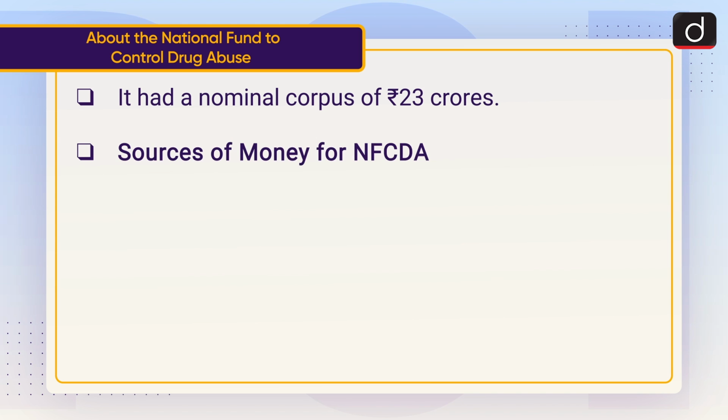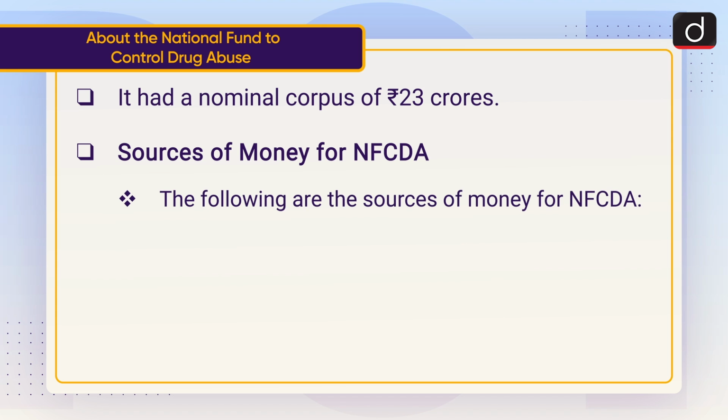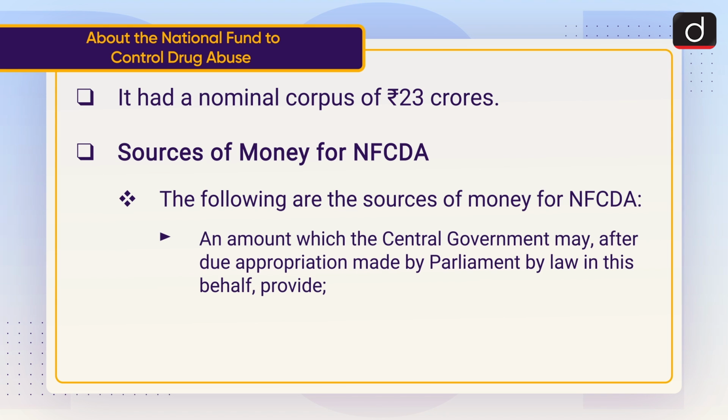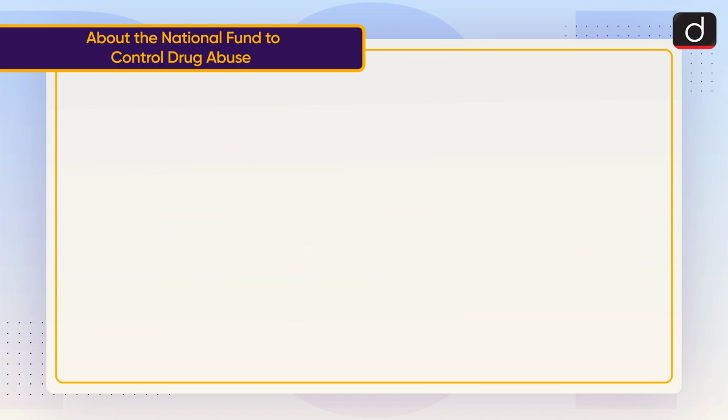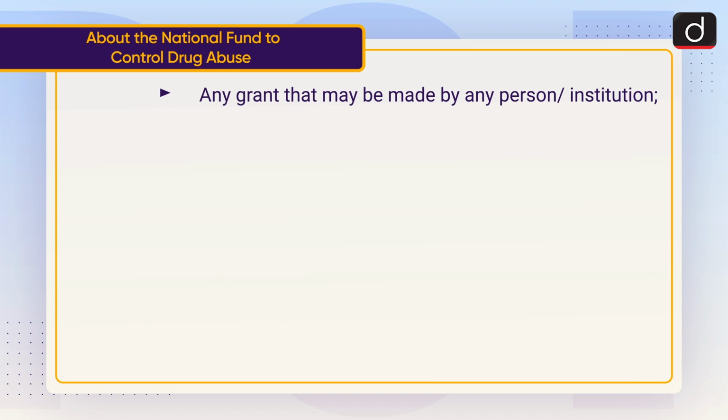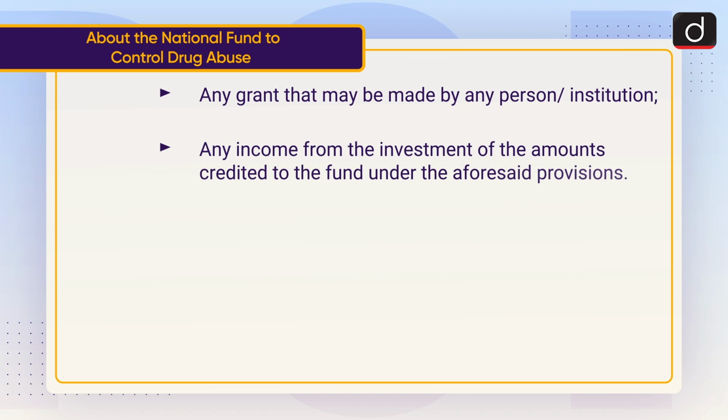Now have a look at the sources of money for NFCDA. The following are the sources of money for NFCDA. An amount which the central government may, after due appropriation made by Parliament by law in this behalf, provide. The sale proceeds of any property forfeited under Chapter 5A of the Act. Any grants that may be made by any person or institution, and any income from the investment of the amounts credited to the fund under the aforesaid provisions.